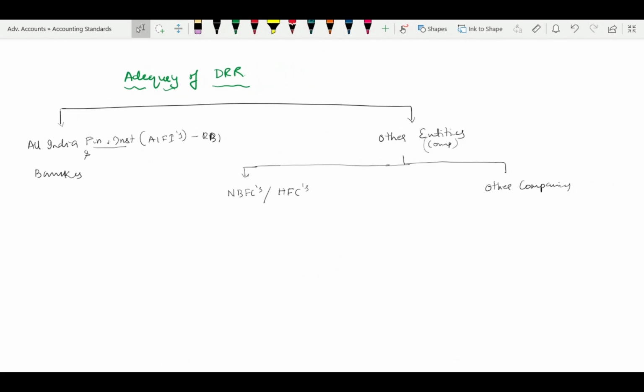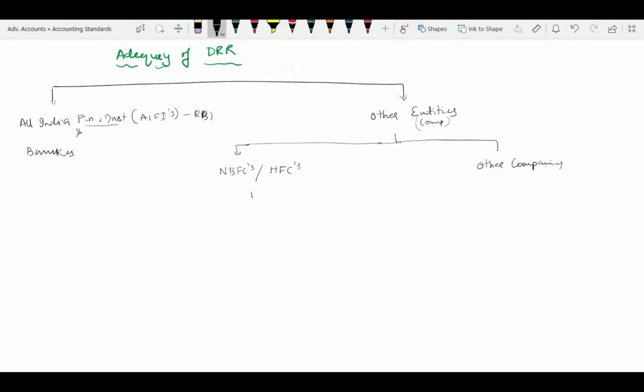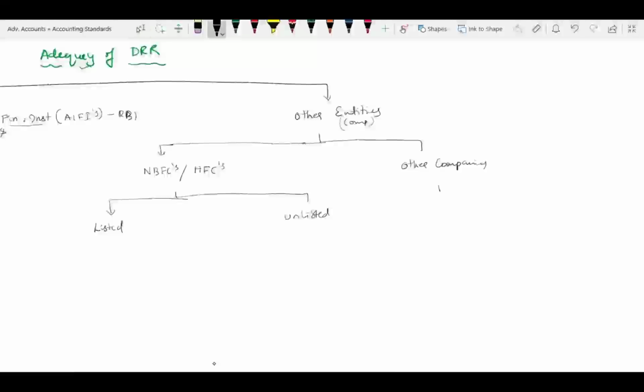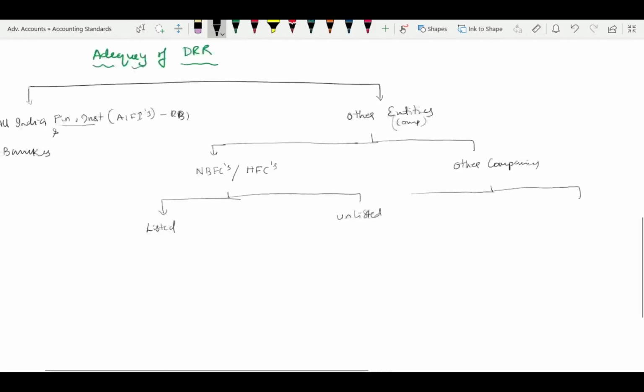Now out of NBFCs, further we have two criteria: listed and unlisted. As well as other companies, we also have two categories: listed and unlisted.